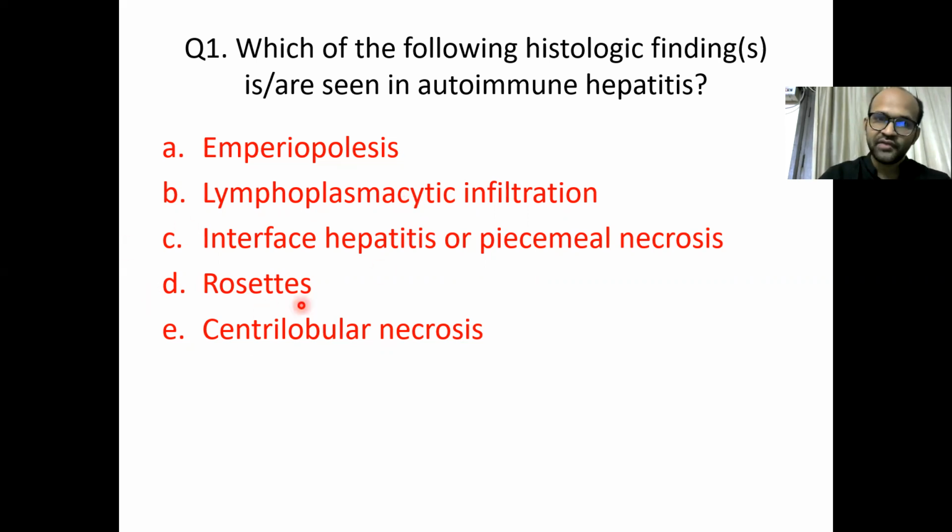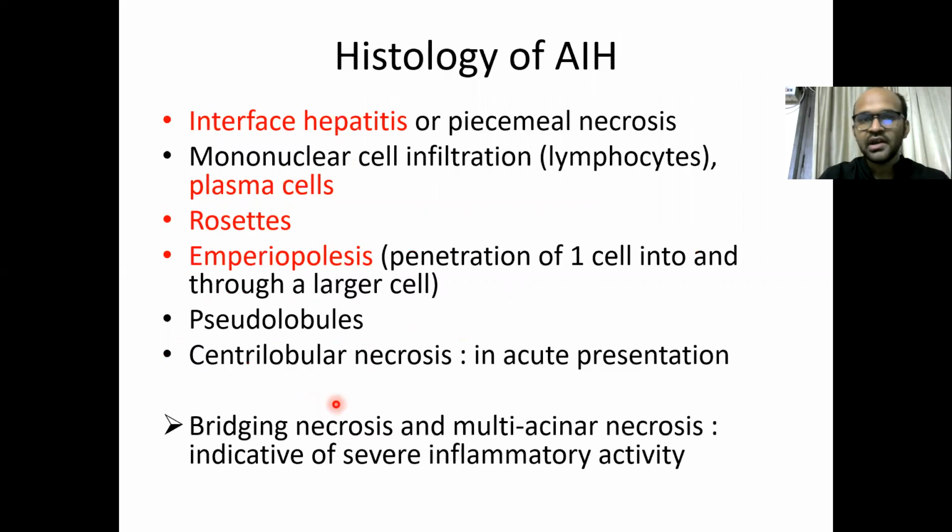Then rosettes. Rosette formation can very well be seen in patients with autoimmune hepatitis, and centrilobular necrosis, particularly when we have an acute presentation. So all of the following histological findings are important, but the most important is interface hepatitis, otherwise called piecemeal necrosis, in which the inflammatory infiltration is around the portal tract, and it is mainly a lymphoplasmacytic infiltration. You can have rosettes, you can have emperipolesis, which is active penetration of one cell into another with the cell remaining intact, and in acute presentation you can have centrilobular necrosis.